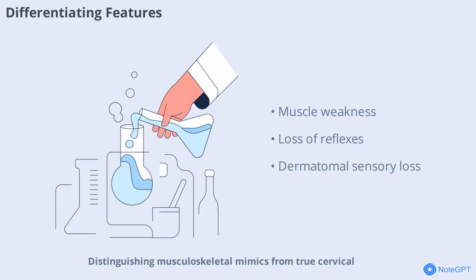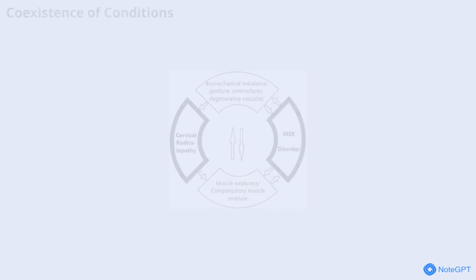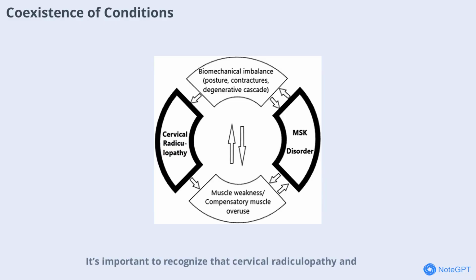Distinguishing musculoskeletal mimics from true cervical radiculopathy relies on careful clinical evaluation. Key features favoring radiculopathy include muscle weakness, loss of reflexes, and sensory loss in a dermatomal pattern. In contrast, musculoskeletal mimics often present with pain that does not follow a nerve root distribution, tenderness to palpation, and symptoms that improve with local treatment. Diagnostic tests such as EMG, nerve conduction studies, and imaging can help clarify the diagnosis when the clinical picture is unclear.